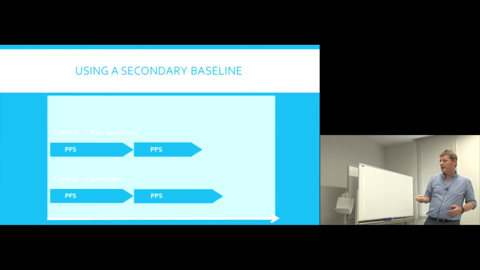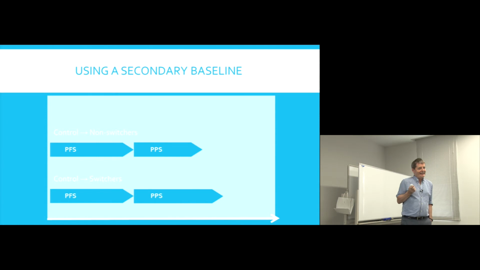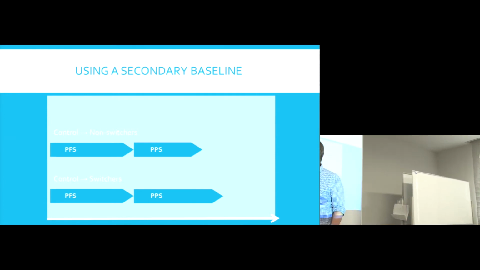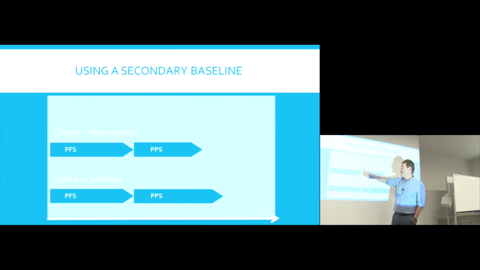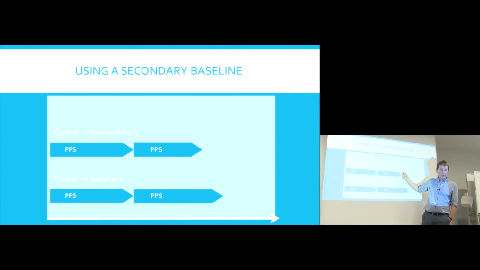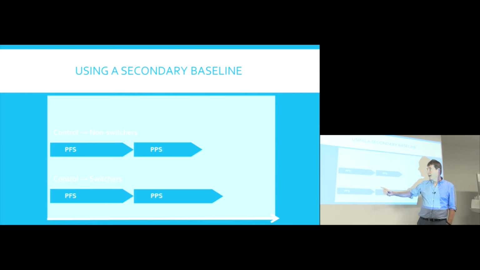Let's look at this graphically. Anyway, here we have the control group who are ultimately non-switchers, so they stay in the control group, okay? And they experience a particular period of progression-free survival on average, then a particular period of post-progression survival on average.